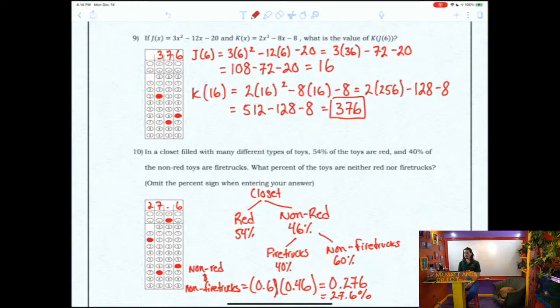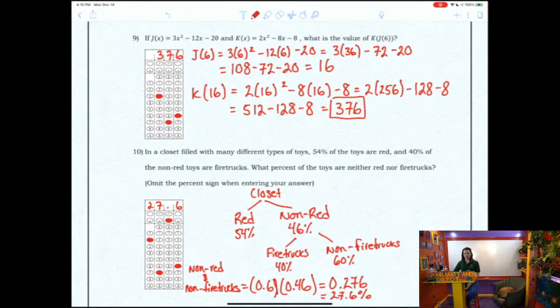So to be non-red and non-fire trucks, or in other words, to be not red and to not be a fire truck, that would be 60% of the 46% of the original closet. So it's 60% of the non-red, and the non-red is 46% of the whole closet. Because we're layering those two criteria on top of each other, it's both criteria together, we need to multiply those probabilities. So we're going to have 60% times 46%, which is going to give us 0.276, which is 27.6%.